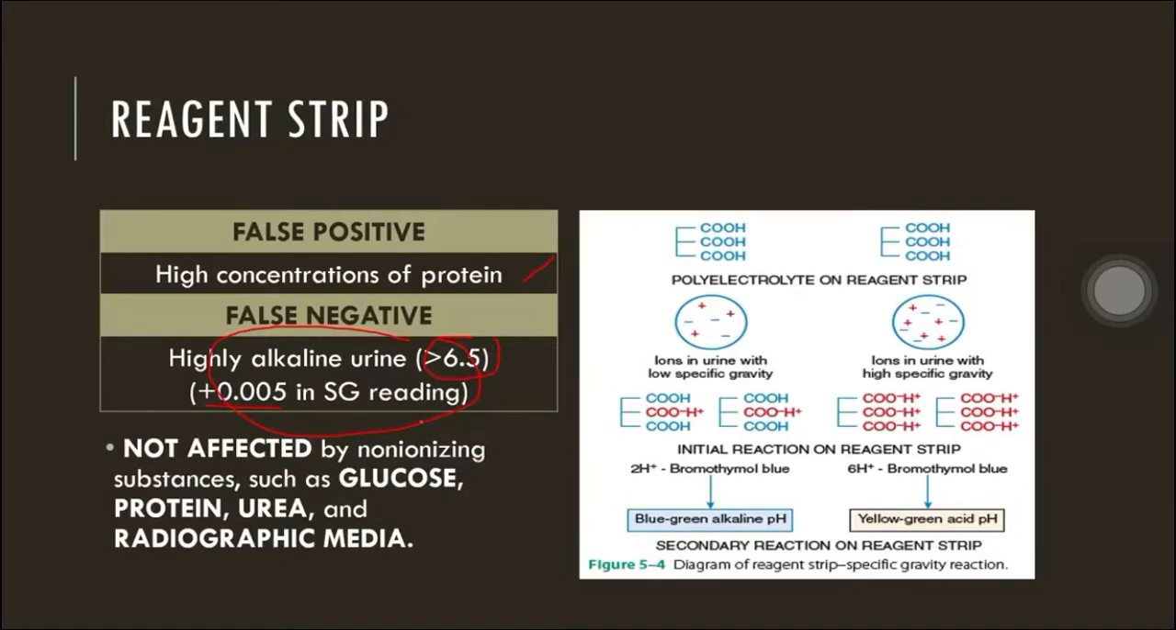Okay? So, the advantage of the reagent strip specific gravity compared with the urinometer and refractometer is that it is not affected by non-ionizing substances. Again, it only measures ionizing substances. So what non-ionizing substances do we know? The ones we corrected earlier: glucose, protein, and other non-ionizable substances such as urea, and of course, radiographic media. So the reagent strip for specific gravity is not affected by glucose, protein, and radiographic media. Nothing interferes.